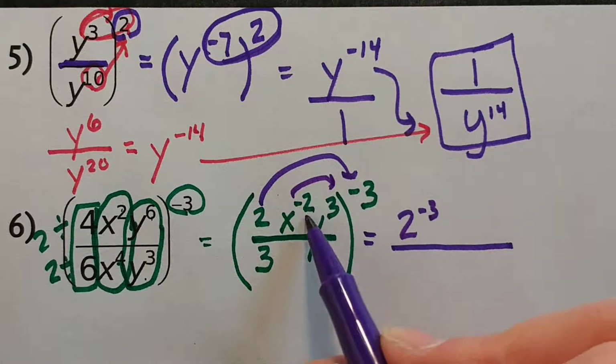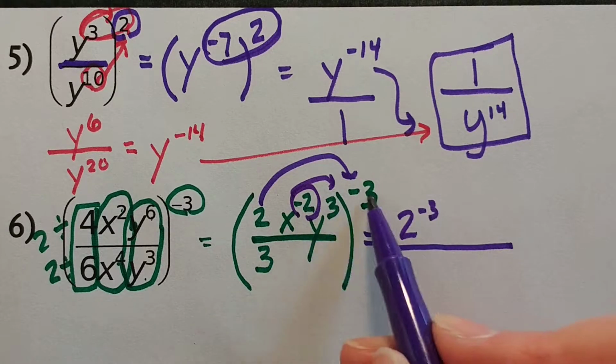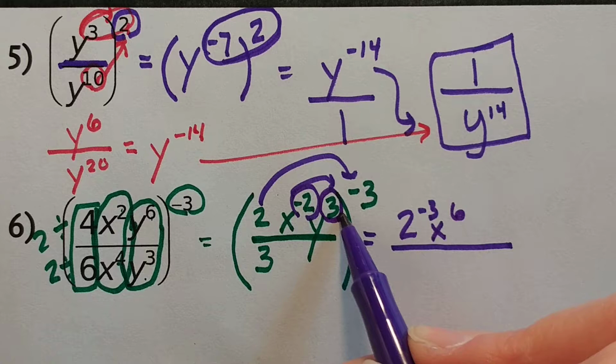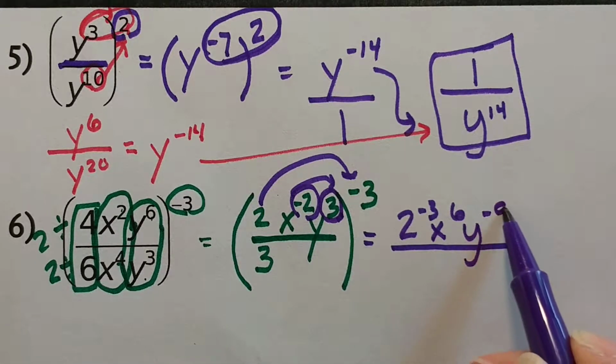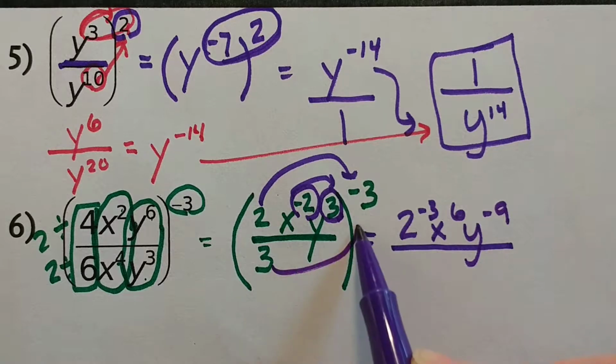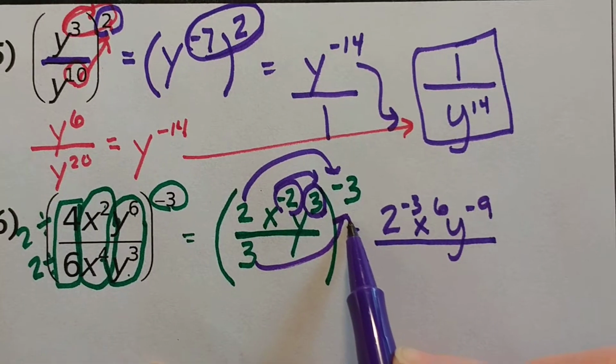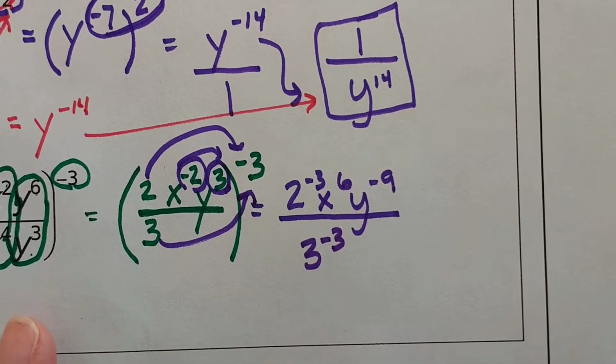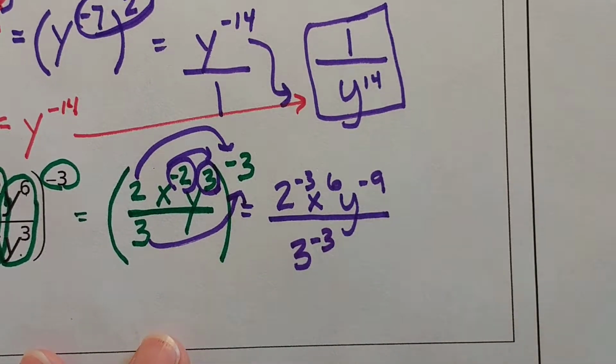X already has a power. Power to a power, multiply. Y already has a power. Power to a power, multiply. Okay, downstairs. 3, it has to shoot up to the negative 3rd power. All right, now take a look and see how we can simplify.